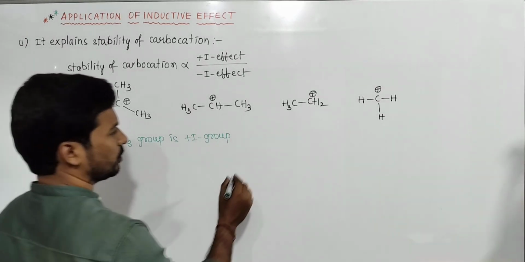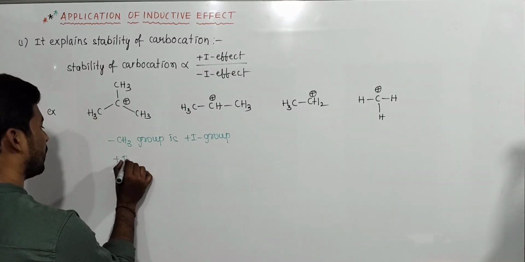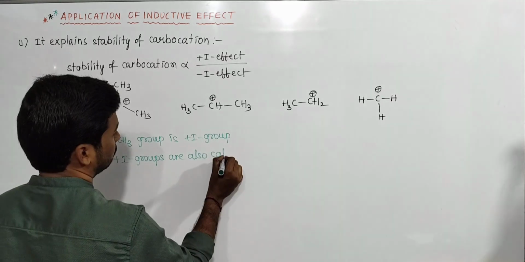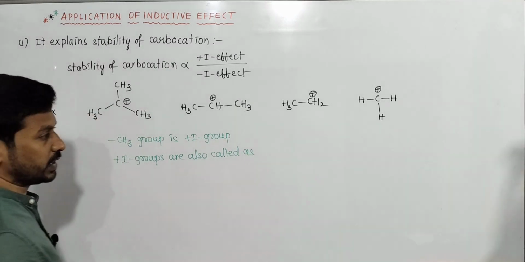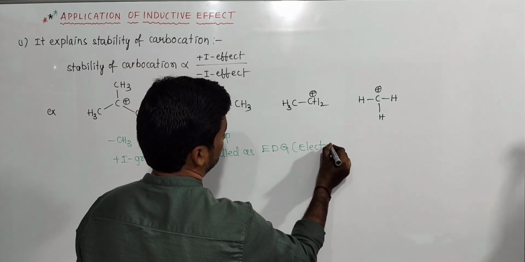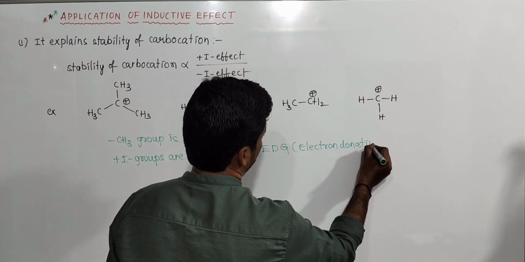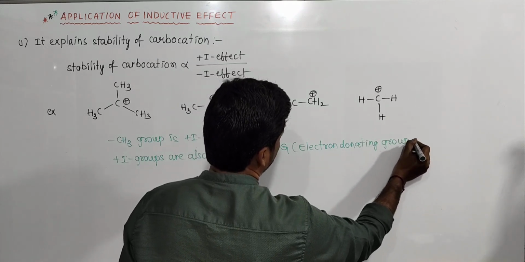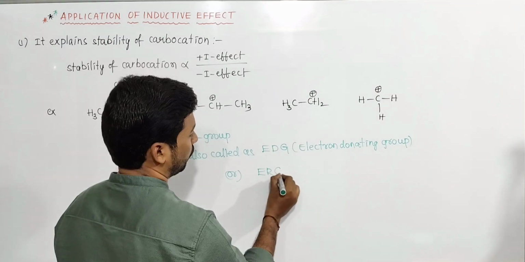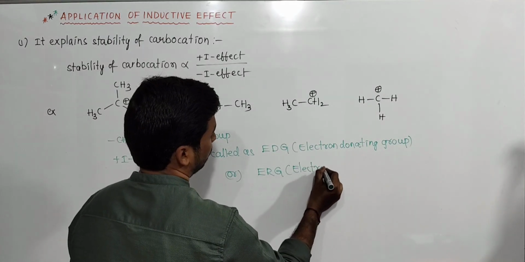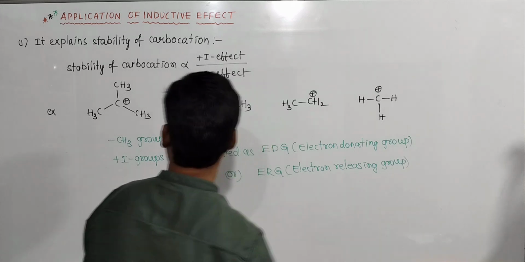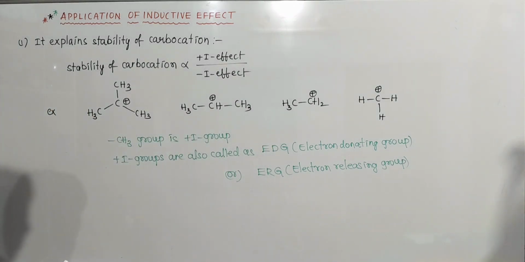Plus I groups are also called electron donating groups, shortly EDG, or electron releasing groups.